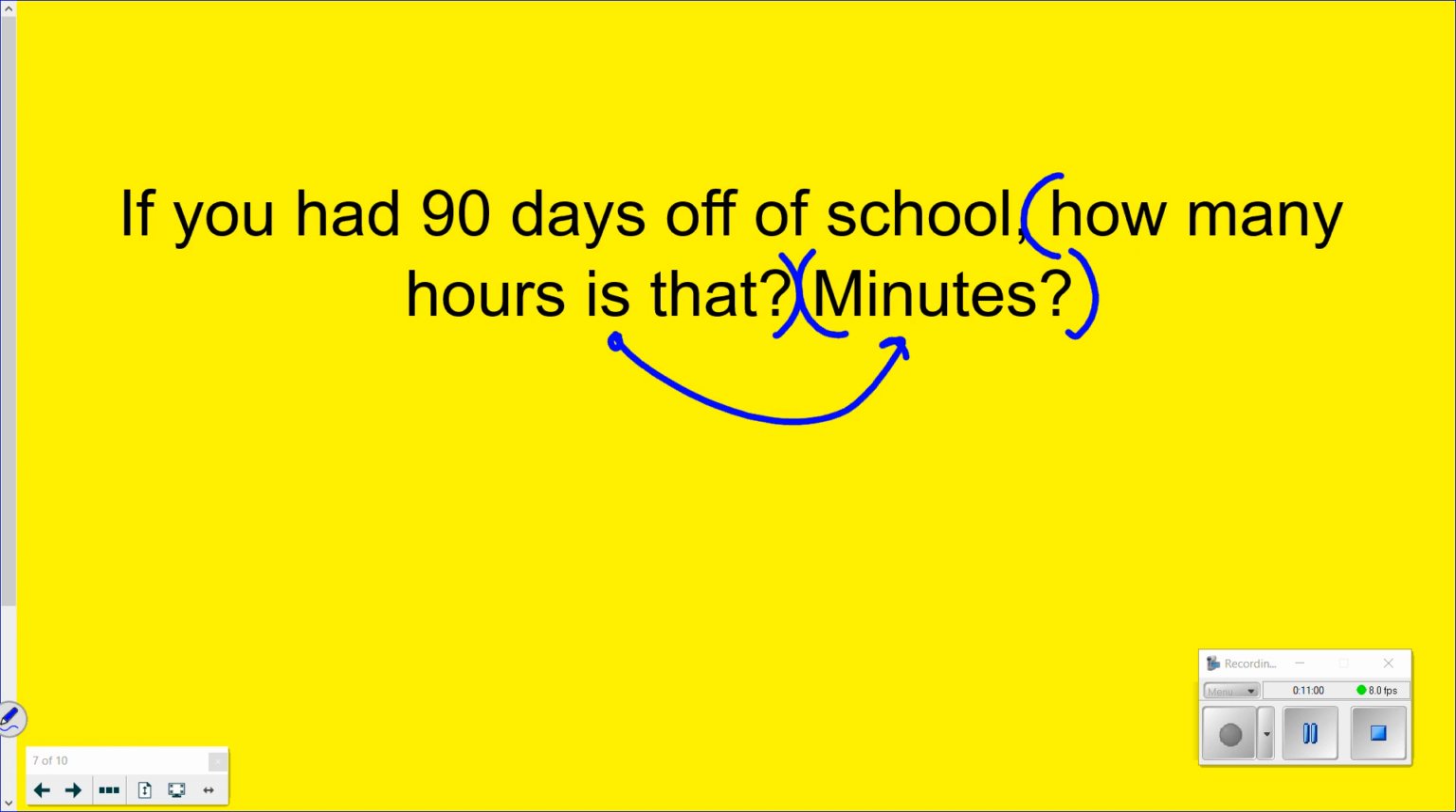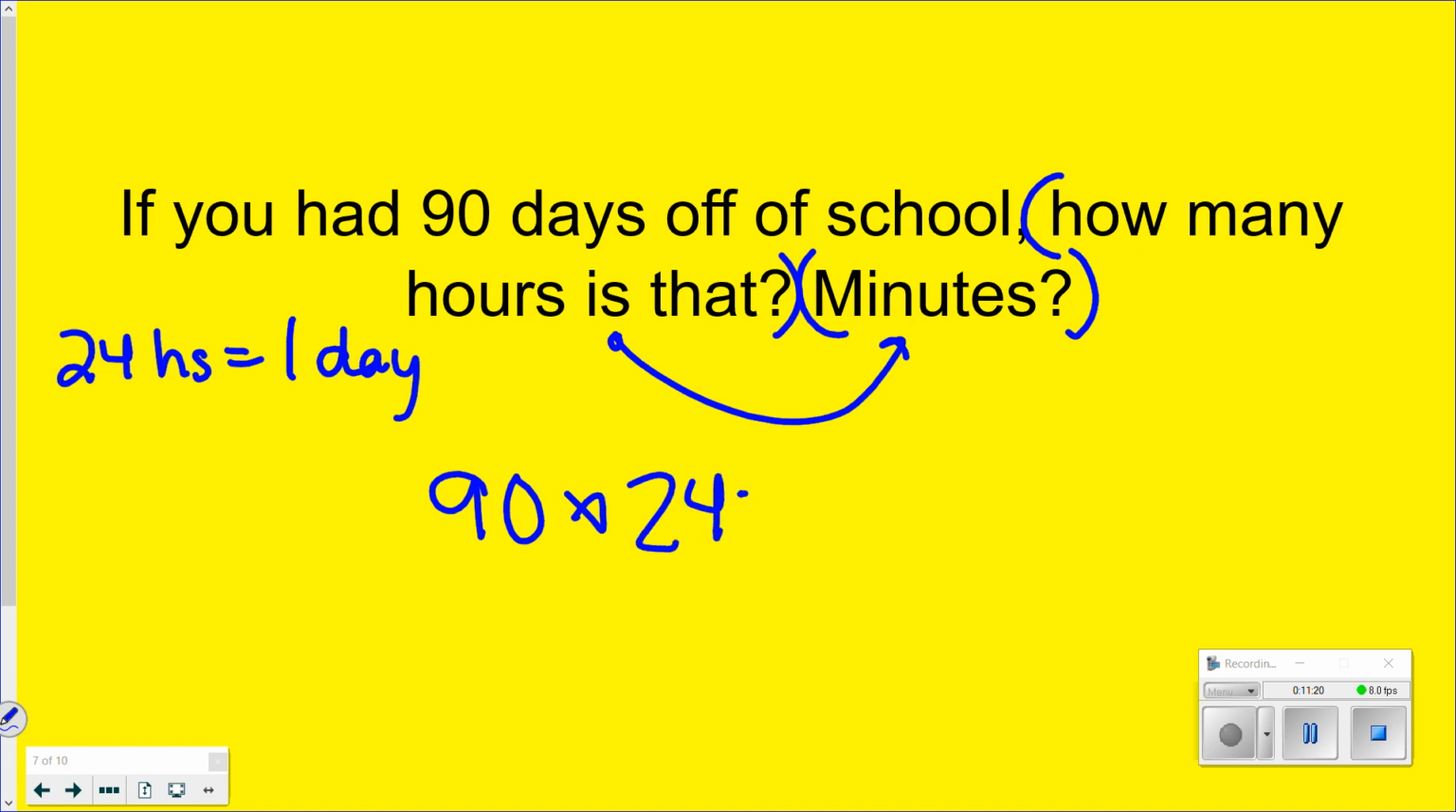All right, so I'm going to get started. If you had 90 days off of school, how many hours is this? Well, first thing I have to figure out how many hours are in a day. So I know there's 24 hours in one day. Okay, so to easily figure out how many hours I had off, I'm going to take 90 times 24. And you know what? I'm going to do that with you. 24 times 90. And you could do your hanging zeros if you want to. You can do whatever you want.